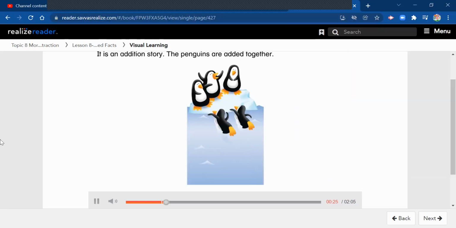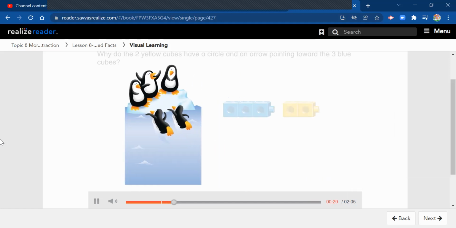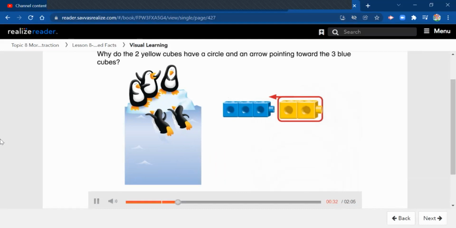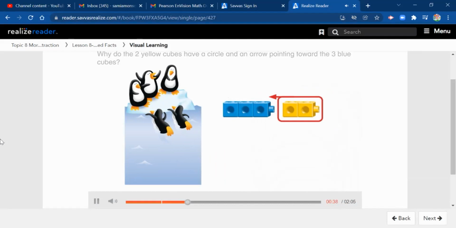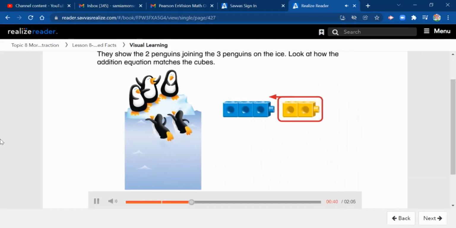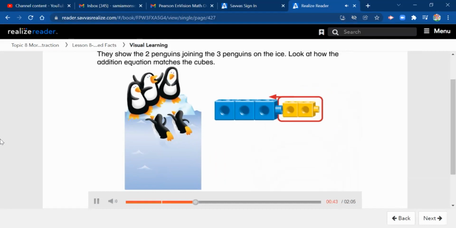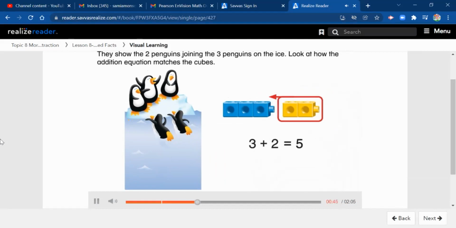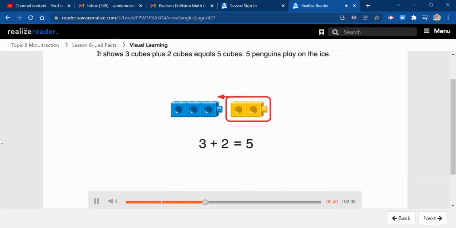It's an addition story. The penguins are added together. Why do the 2 yellow cubes have a circle and an arrow pointing toward the 3 blue cubes? They show the 2 penguins joining the 3 penguins on the ice. Look at how the addition equation matches the cubes. It shows 3 cubes plus 2 cubes equals 5 cubes. 5 penguins play on the ice.